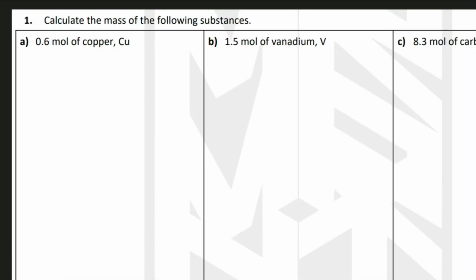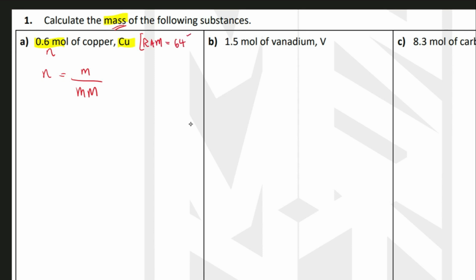Let's try some calculations. Calculate the mass of the following substances. Let's start with 0.6 moles of copper. Here we are looking at number of moles and we are required to calculate the mass. The relationship between the two is number of moles equals mass over molar mass. The molar mass of copper is the relative mass of copper, and the relative atomic mass of copper is 64.